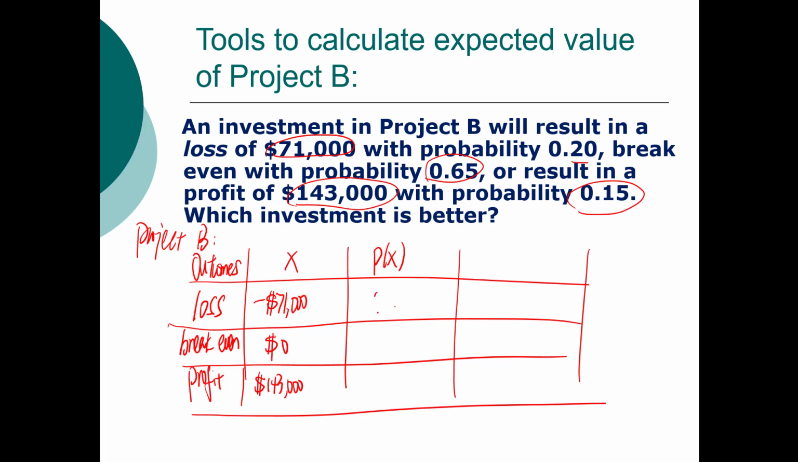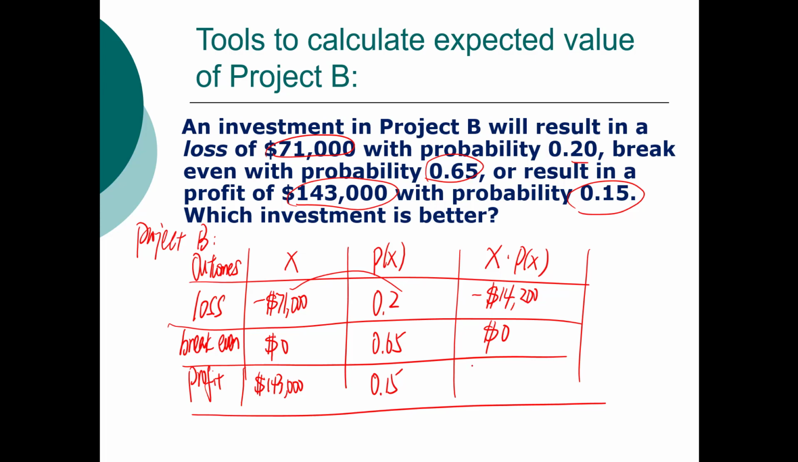First one probability is 0.2. Second one probability is 0.65. The third one probability is 0.15. Okay, so now you multiply the outcome in terms of monetary reward or loss by the probability associated with each outcome. So negative 71,000 times 0.2 is negative 14,200. 0 times 0.65, that's $0.